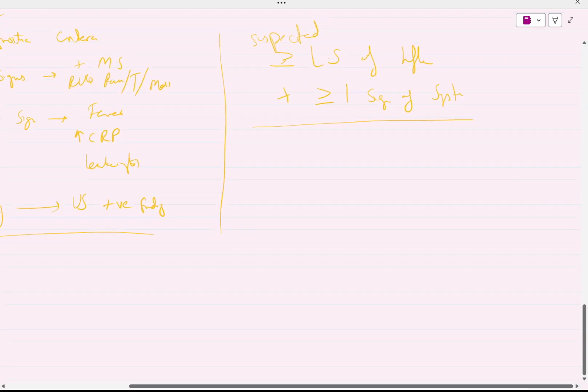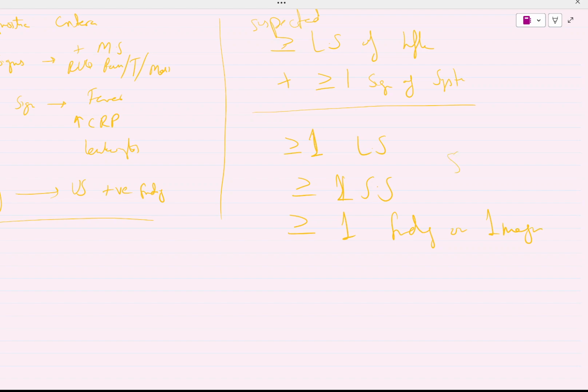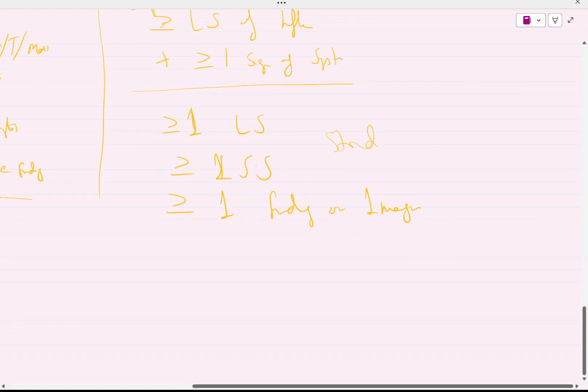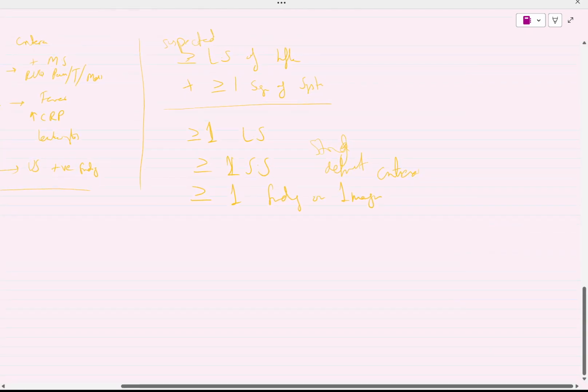If a patient comes to you with more than one local sign plus more than one systemic sign plus you found characteristic findings on ultrasound or other imaging, it is a definitive, strong criteria. So that's how you're going to interpret that the patient is a case of acute cholecystitis.